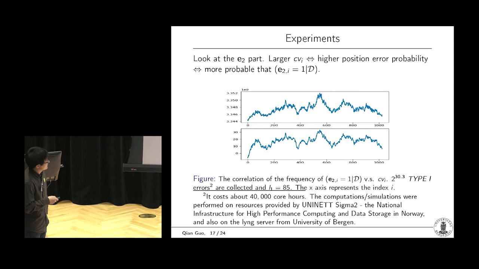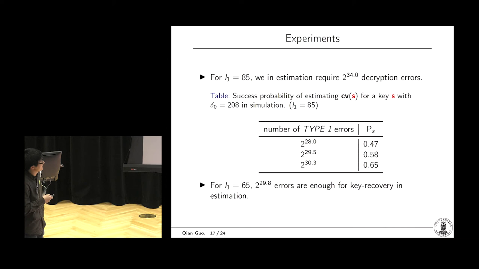So these are some experimental results. We did a lot of implementations, and we can see that the correlation is very strong. The estimation is about 2^34 decryption errors. If we have 2^28, we can recover 47%, and with more we can recover 65%. So if we have this, we expect that we can recover all. And for L equal to 62, we can do a full recovery.